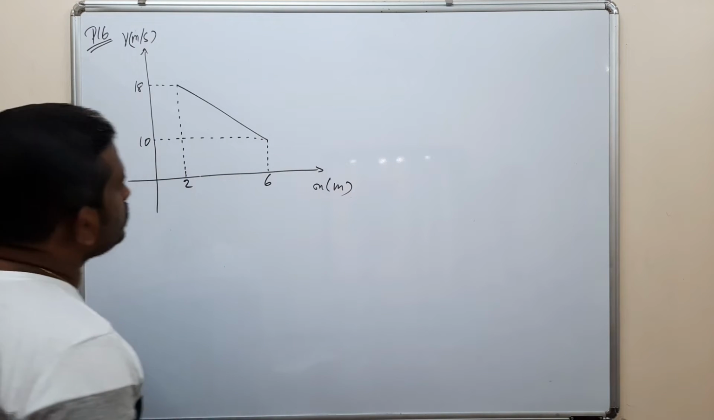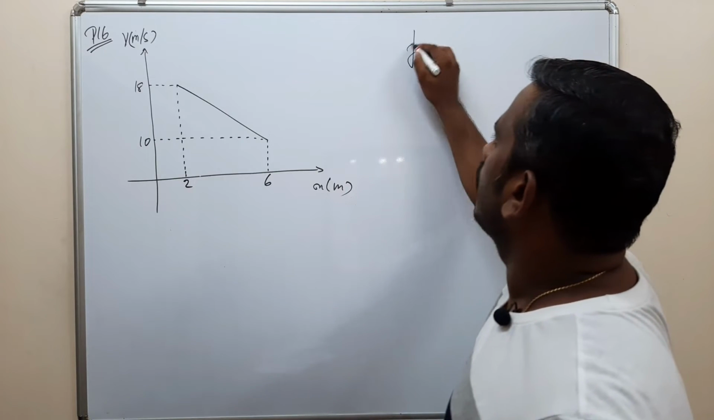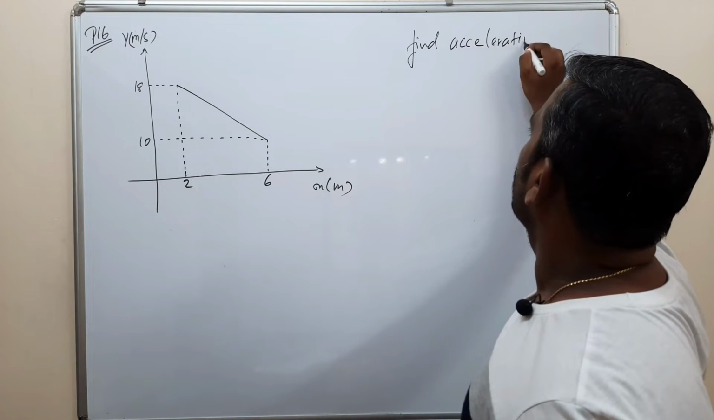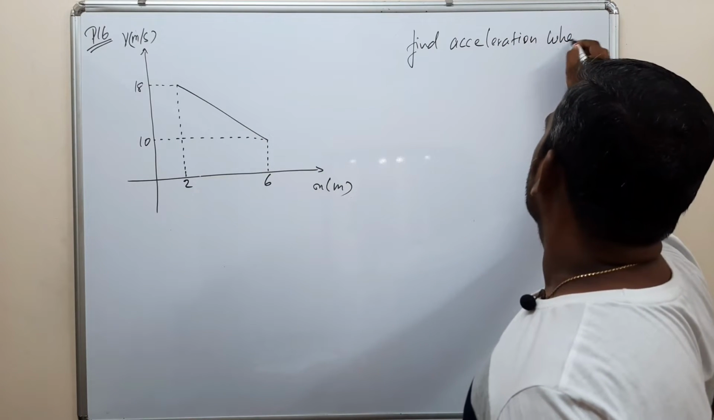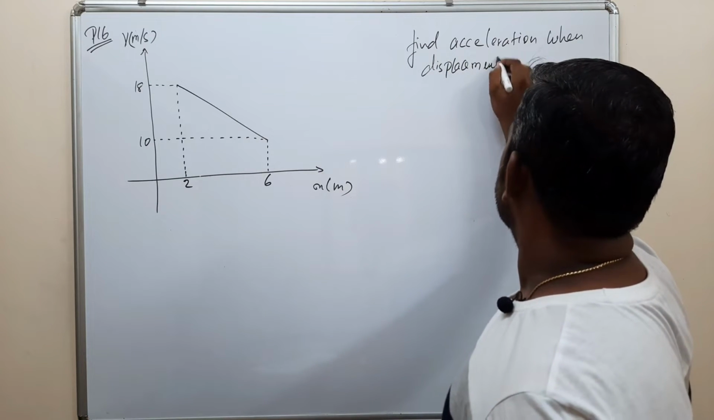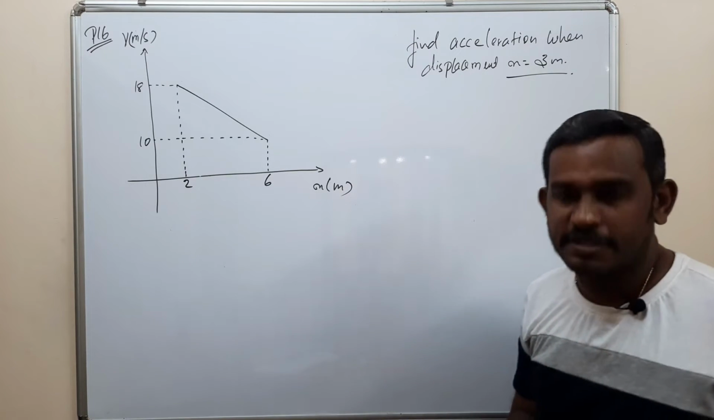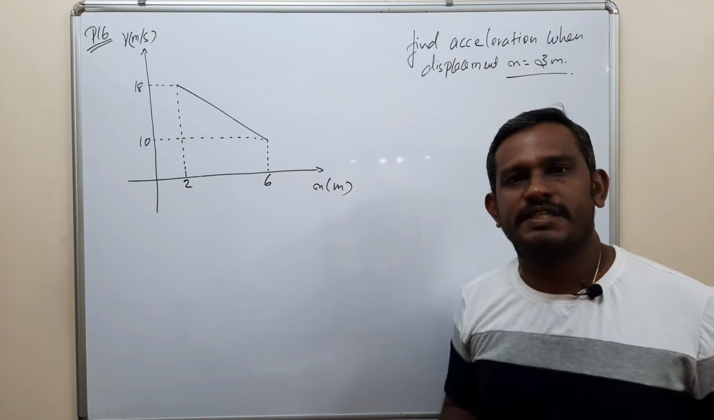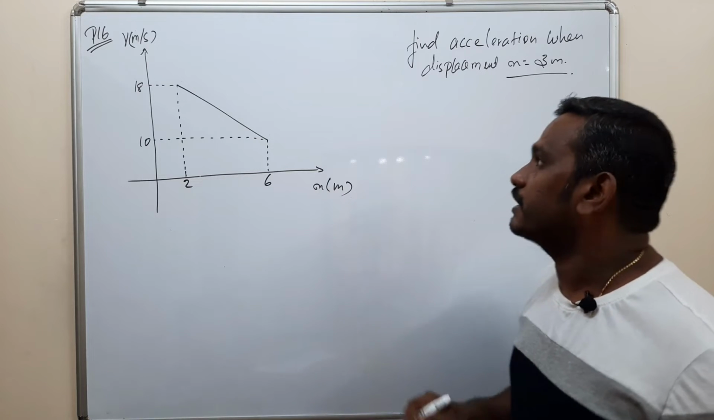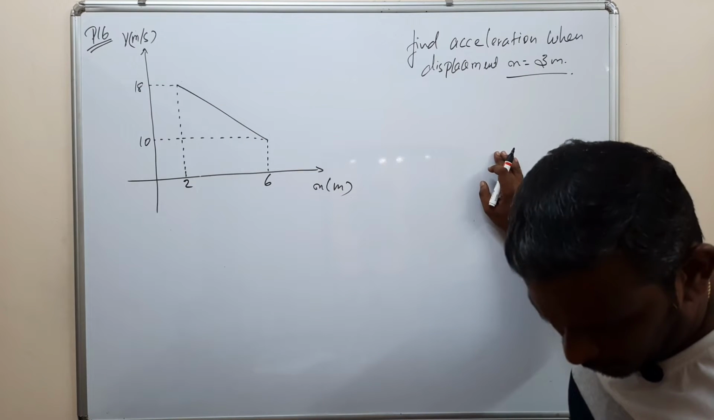Okay, 10. Find the acceleration when displacement x is equal to 3 meters. The given graph is not a velocity-time graph, but a velocity-displacement graph. So we have to find the acceleration when the displacement is equal to 3 meters.